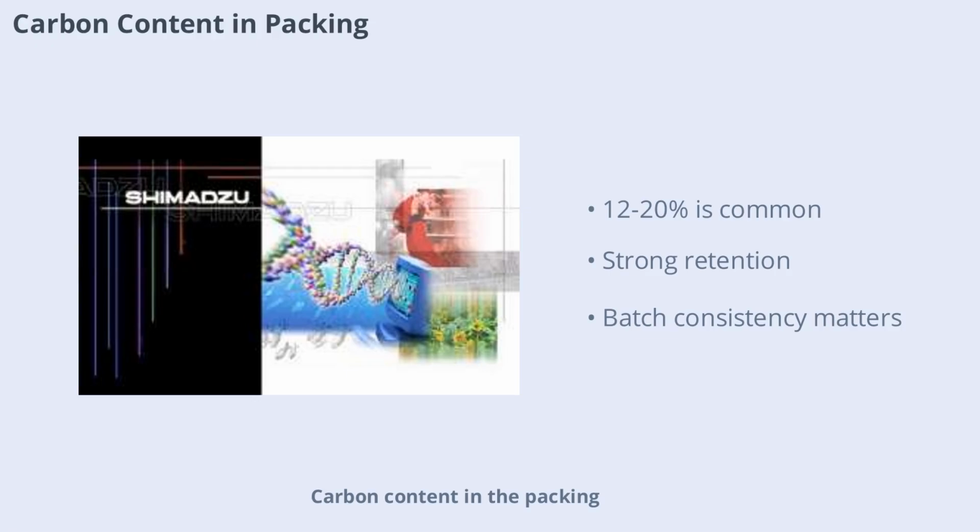Carbon content in the packing material influences the column's retention capability. A typical range is 12% to 20%, which provides strong retention for a wide variety of analytes. Consistent carbon content is also important for reproducibility between batches, ensuring that your results remain reliable over time.